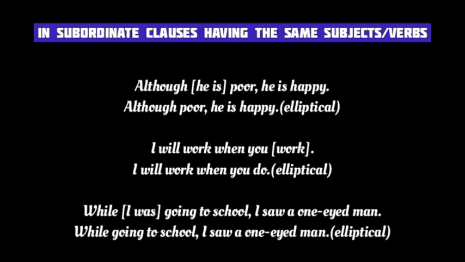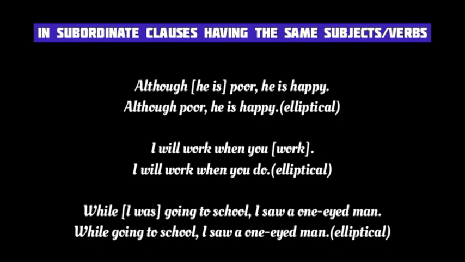If the subordinate clause and the main clause have the same subjects and verbs, ellipsis may occur in the subordinate clause. For example, in the sentence, "Although he is poor, he is happy," the subordinate clause "he is poor" and the main clause "he is happy" have the same subjects and verbs, "he is." So the subject and the verb may be omitted from the subordinate clause. "Although poor, he is happy."